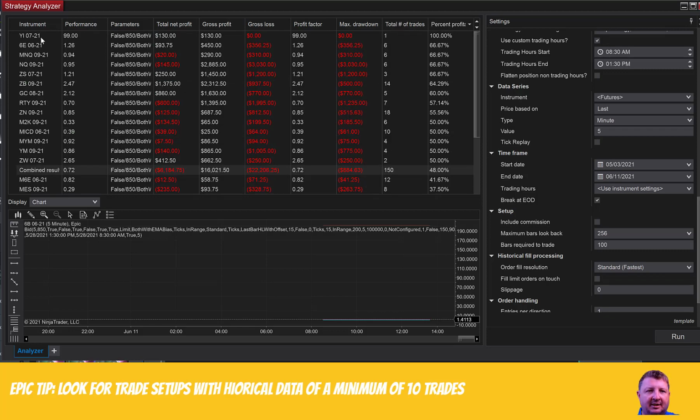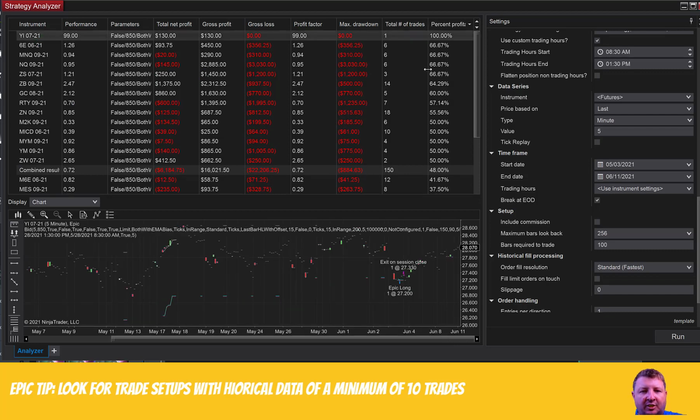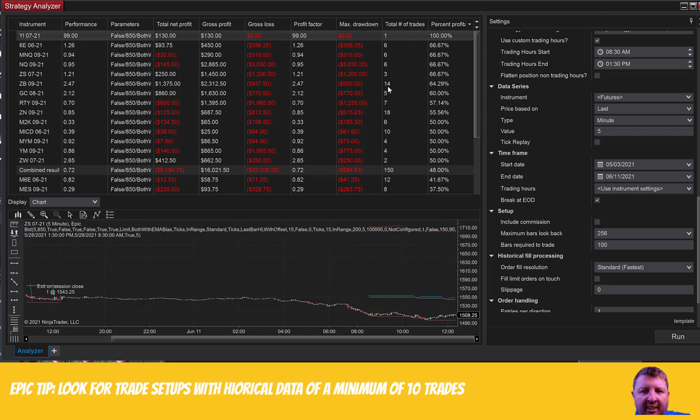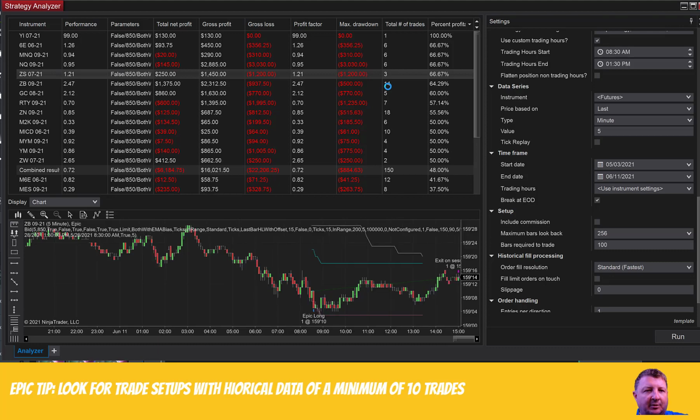Okay, so we've got, I wouldn't trust this one, it's only one trade though. I like to look at trades. When I'm looking at this kind of stuff, I really like to see setups that have at least 10 trades or more. So this one would interest me. I would want to look into this one.